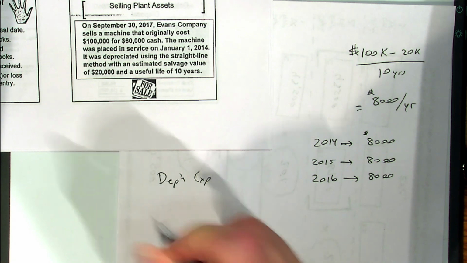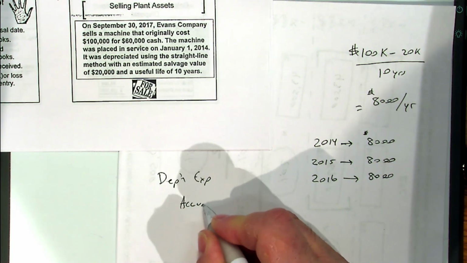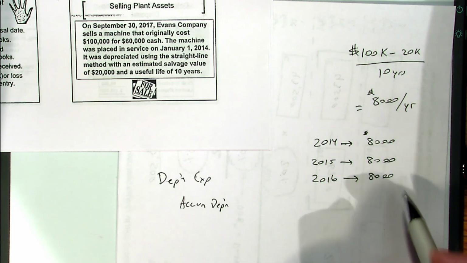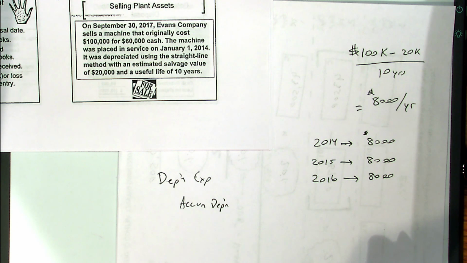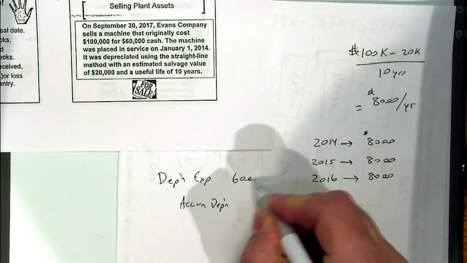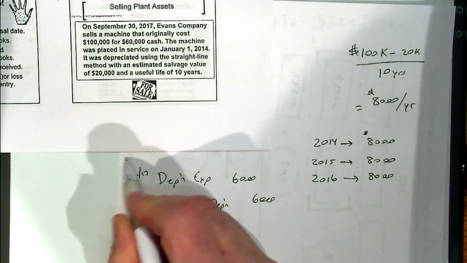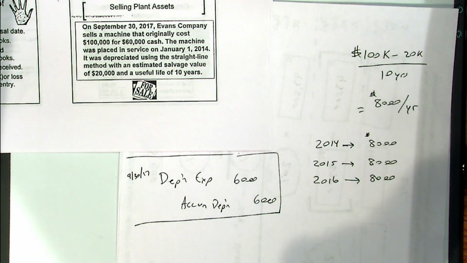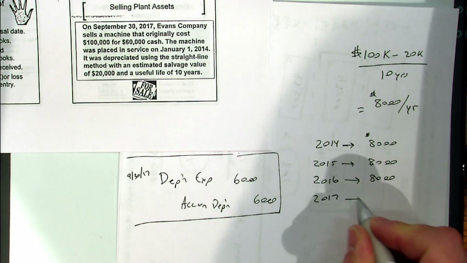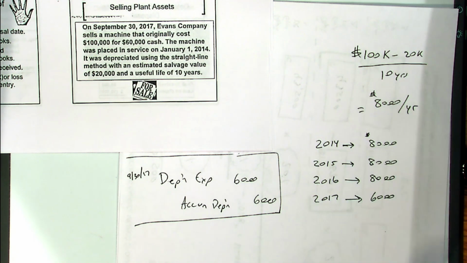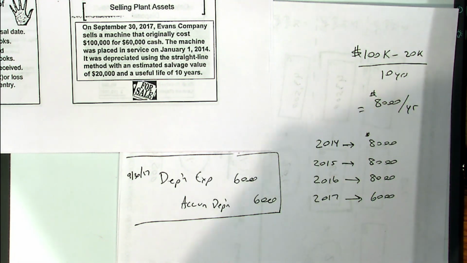Correct? Well, how many months have we had it in service? 9. So we're going to take 8,000 times 9/12, and what does that equal? 6,000. So we're going to book that entry at 9/30 of 2017. That's our first step. You with me? So now in 2017, when this is done, we have depreciation of $6,000 for 2017. Are you with me so far?